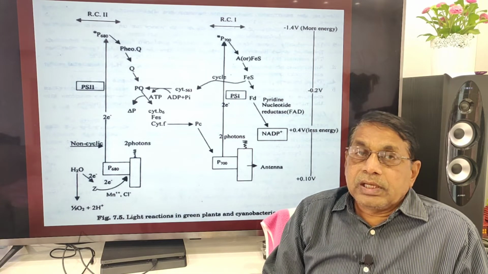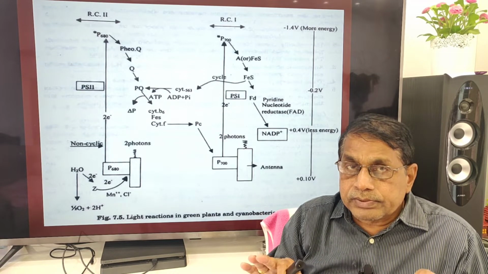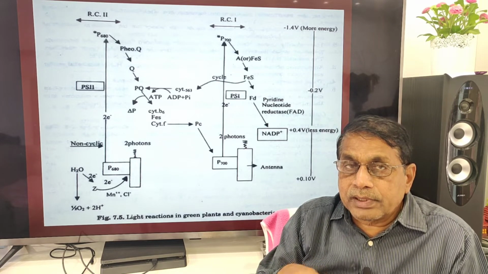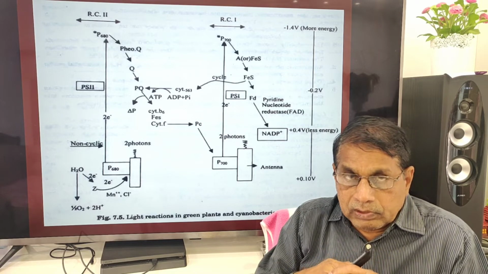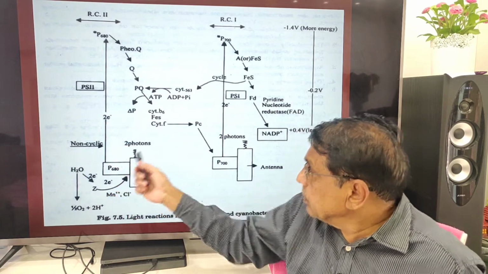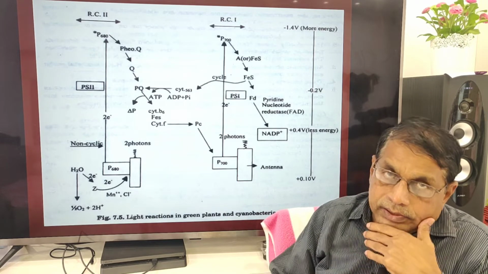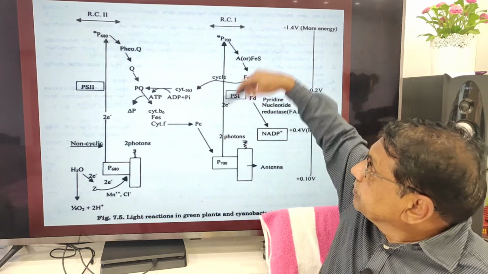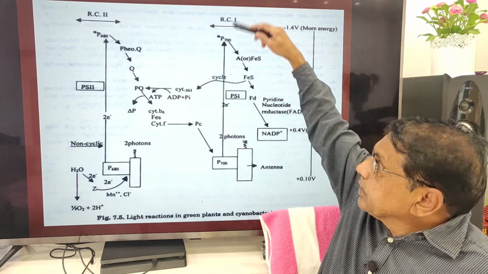Now, this cyclic photophosphorylation, remember, is not present in higher plants. It is reported only in bacteria, green and purple bacteria, sulfur bacteria, like that. But in higher plants, there will be two photosystems, PS2 and PS1, one dependent on another. This is called the Z scheme, just like Z, an inverted Z.